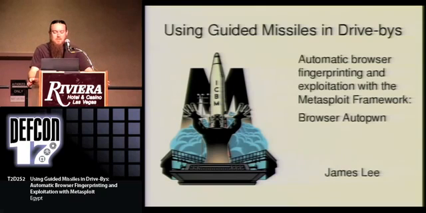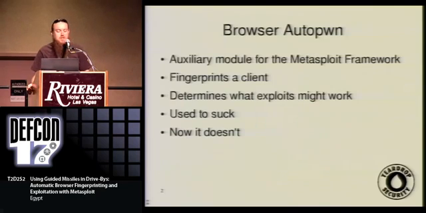All right, so I'm going to be talking about drive-bys, automatic browser fingerprinting, and exploitation with the Metasploit framework. The tool itself is called Browser Autopwn, and it's an auxiliary module for the Metasploit framework. There are exploit modules that everybody, I'm sure, is familiar with, and also auxiliary modules, and that's what Browser Autopwn is. The first thing it does is fingerprint a client to try to determine what exploits might work. I started this tool almost a year ago, and when I first wrote it, it sucked, and now I think it doesn't.